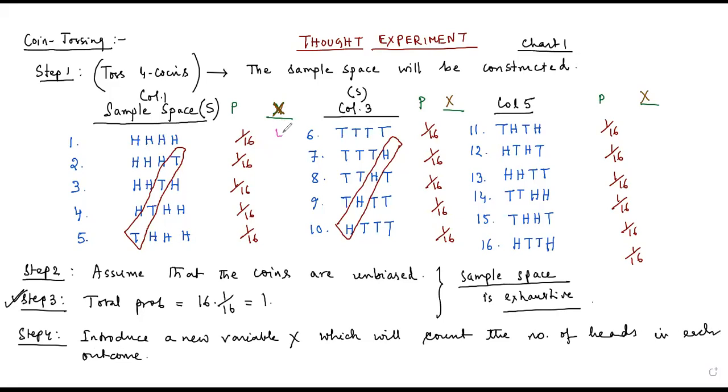For the first case, it is 4. For the second case, it is 3. For the third case, it is 3. Here it is 3. Here it is 3. Then in this case, it is 0. Then here it is 1, 1, 1, 1. And here in this particular case, the number of heads is 2, 2, 2, 2, 2, 2.